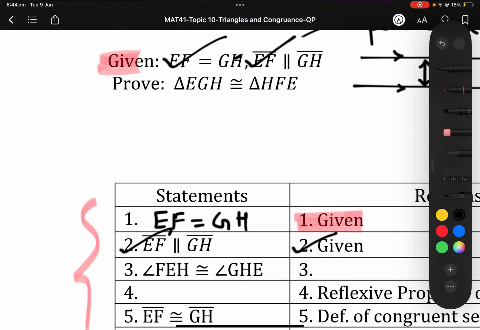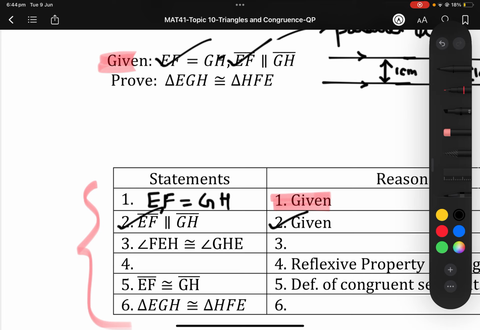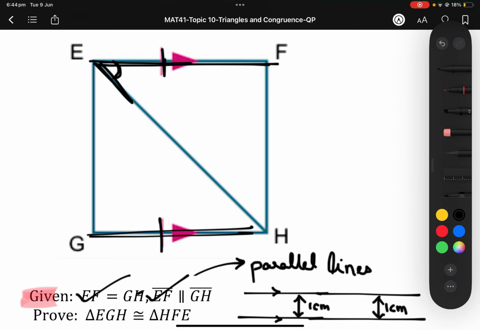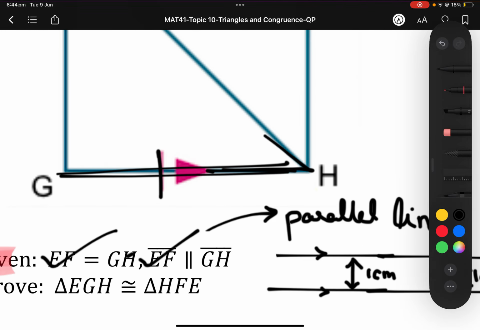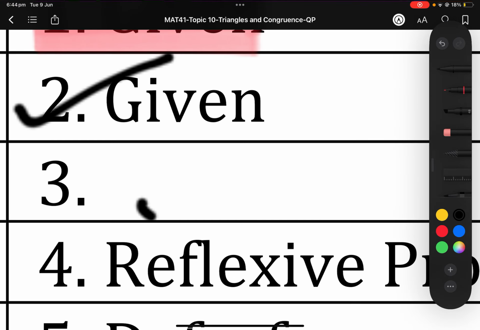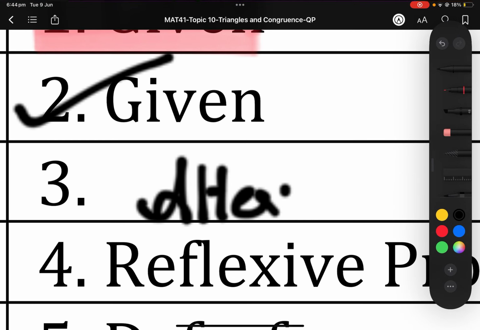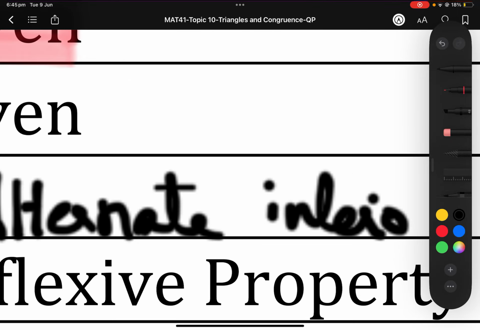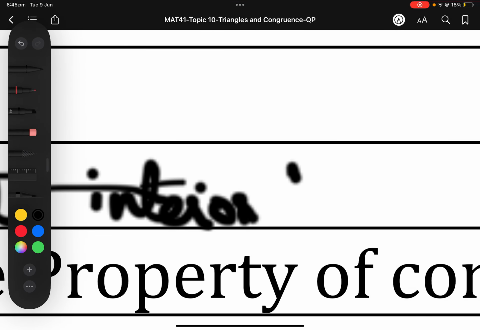And then we are saying that the angle FEH is congruent to GHE. FEH, this angle, is equal to GHE. This angle and this angle are equal. How are they both equal? Because they form the alternate interior angles. Alternate interior angles is what they form.